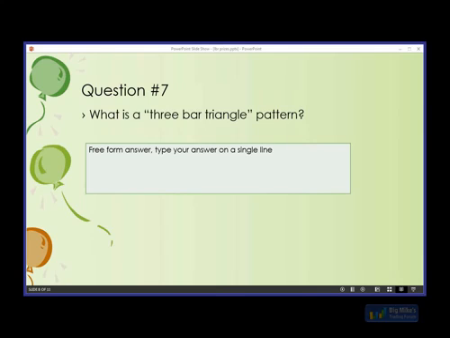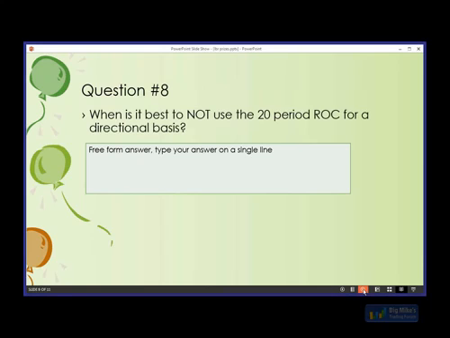And here comes number 8. When is it best to not use the 20-period rate of change for a directional basis? Actually, that should read 2-period. Sorry, 2-period rate of change. There you go. Don't use it when the ranges are narrow.